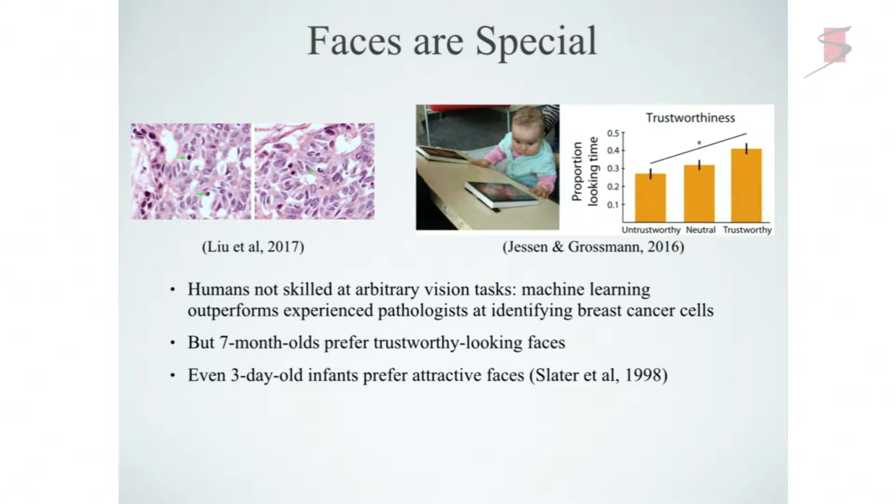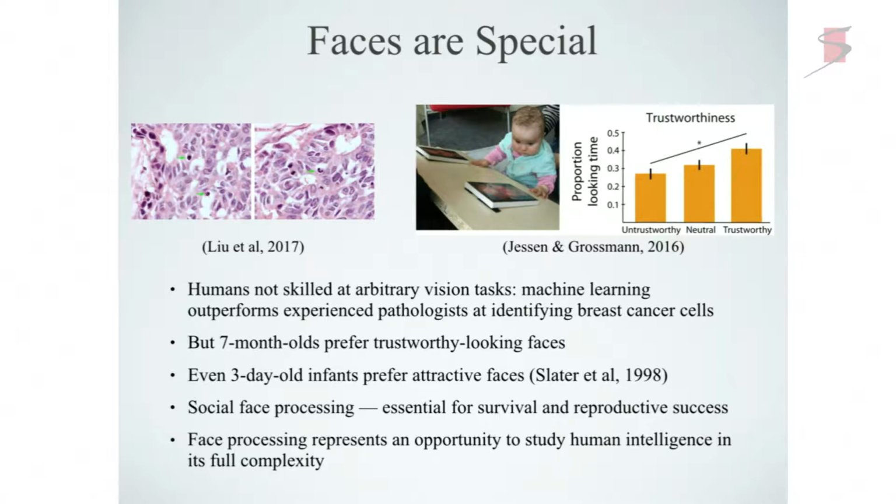But anyway, the question that arises is what kind of computation is going on in the brain that allows this kind of process to be going on. And by the way, this is not innate. So it's not as though infants can do this when they're born, but they acquire this ability very quickly. So that says something about the underlying representation and learning process. And there's a reason probably why social face processing is so effective and so well learned. Namely, it's essential for survival and reproductive success. And as such, it represents an opportunity to study human intelligence in its full complexity and glory.